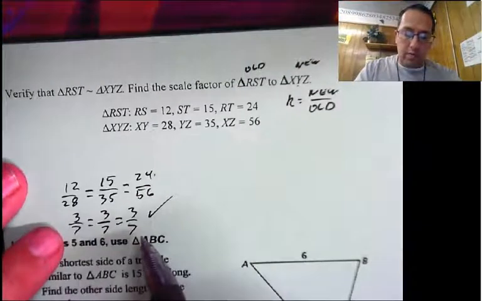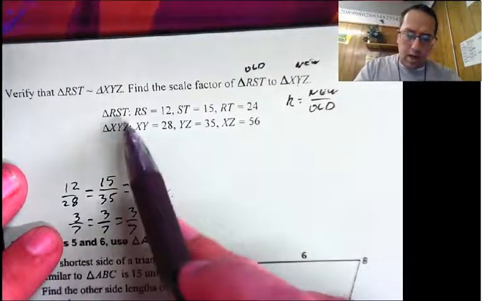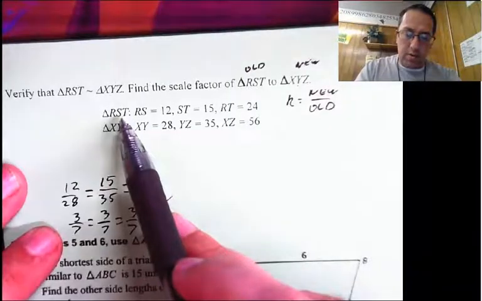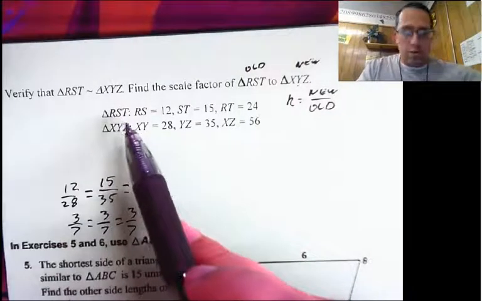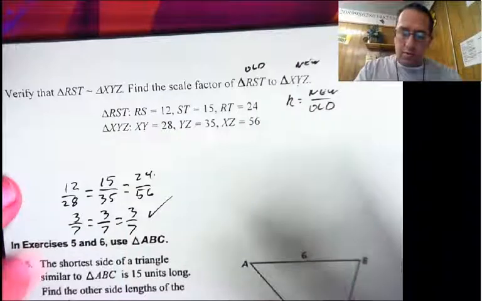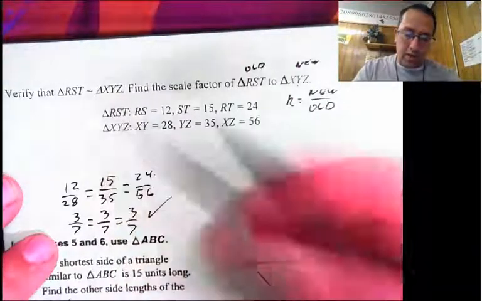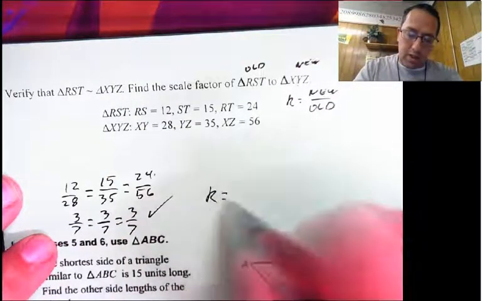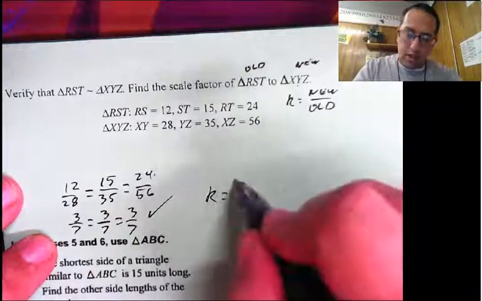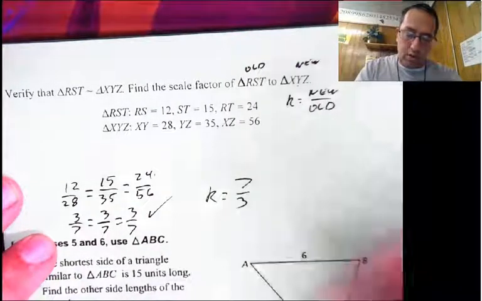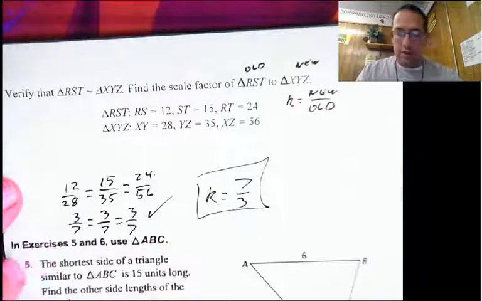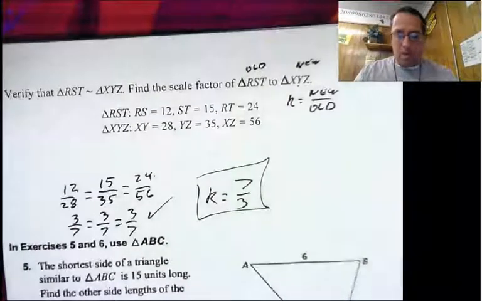And that is not how I worked this out, is it? I had RST on top, so I have it backwards. All I really have to do is take it and flip it over. So my scale factor is going to be 7 over 3, like that. Right? So that was easy enough.